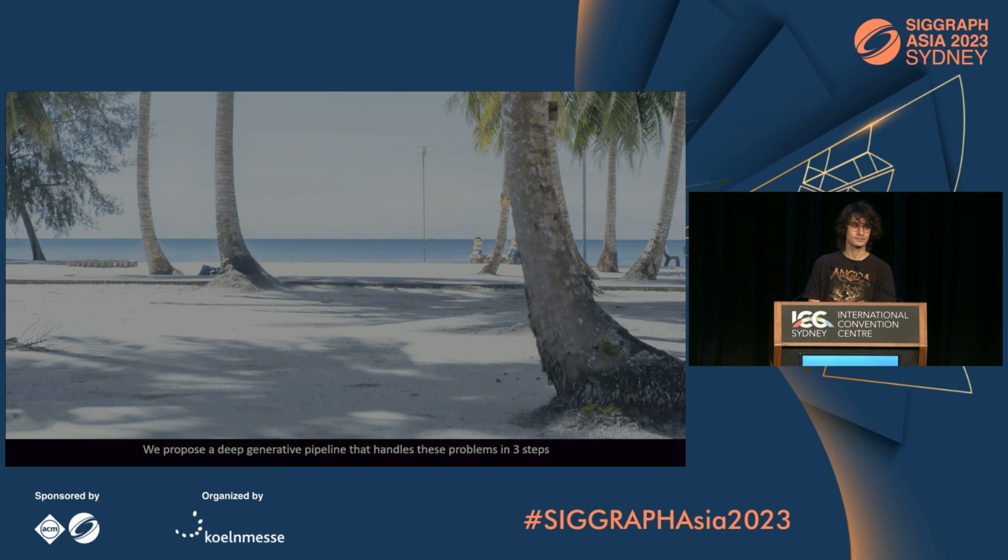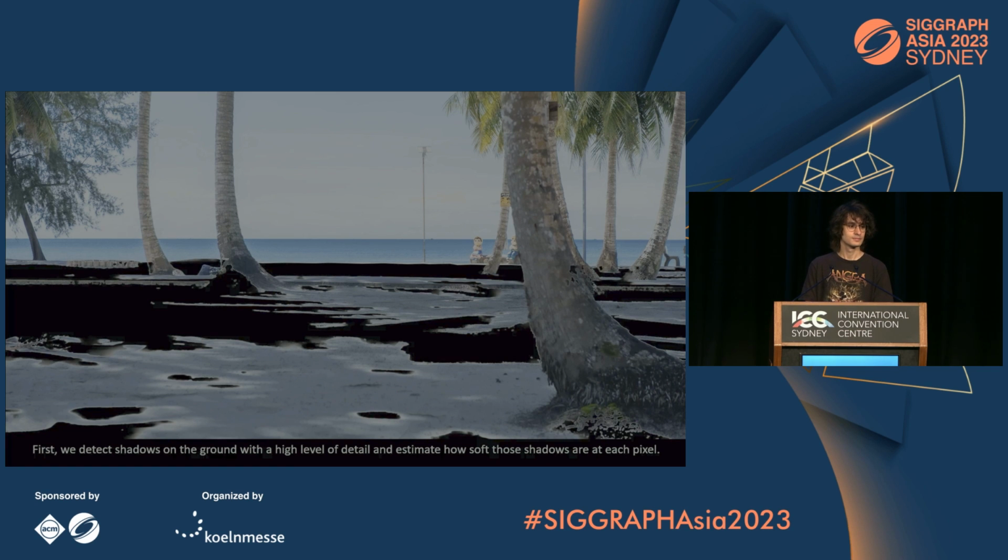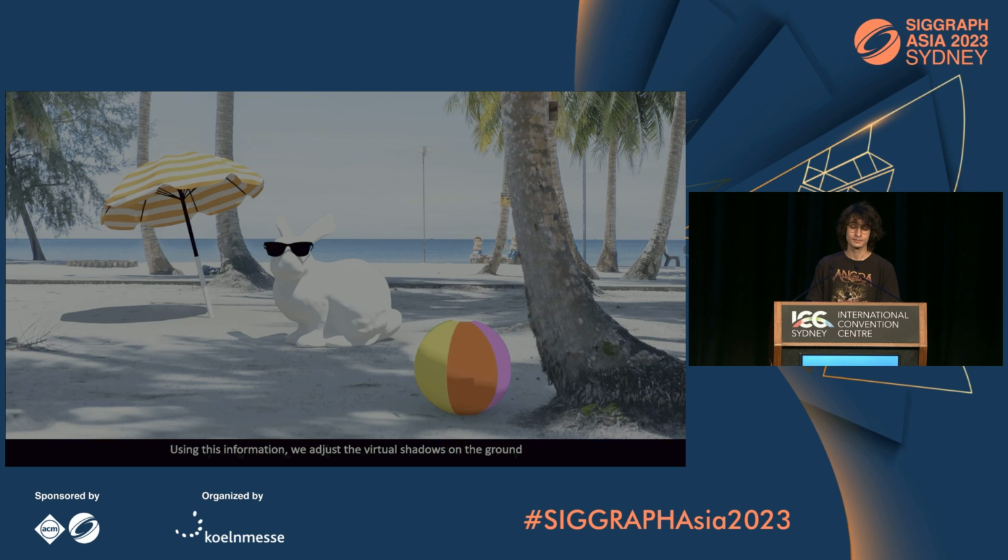We propose a deep generative pipeline that handles these problems in 3 steps. First, we detect shadows on the ground with a high level of detail and estimate how soft those shadows are at each pixel. Using this information, we adjust the virtual shadows on the ground and then recast the detected shadows on the virtual objects. Read the paper to find out the details.